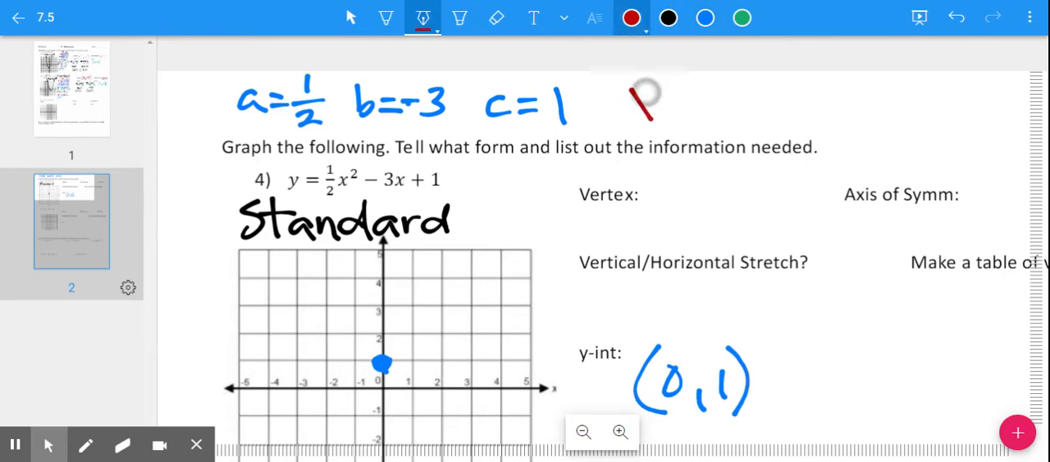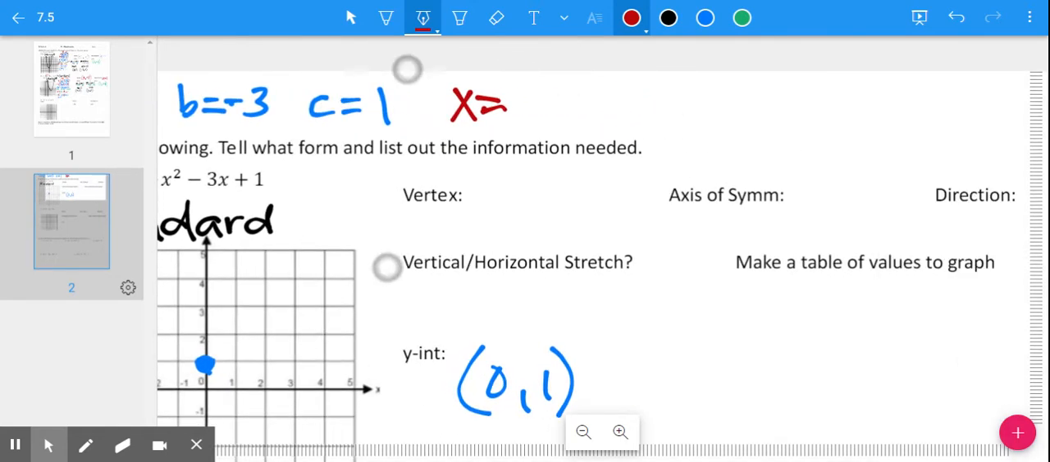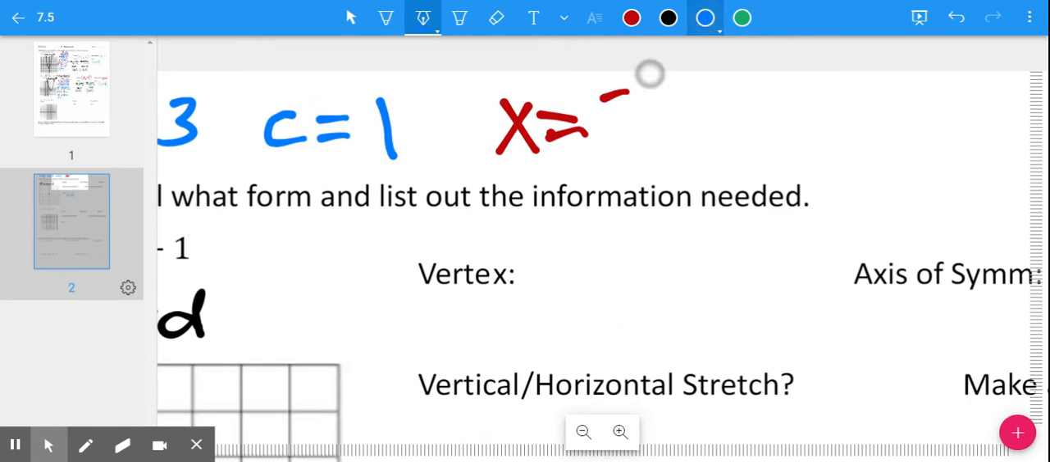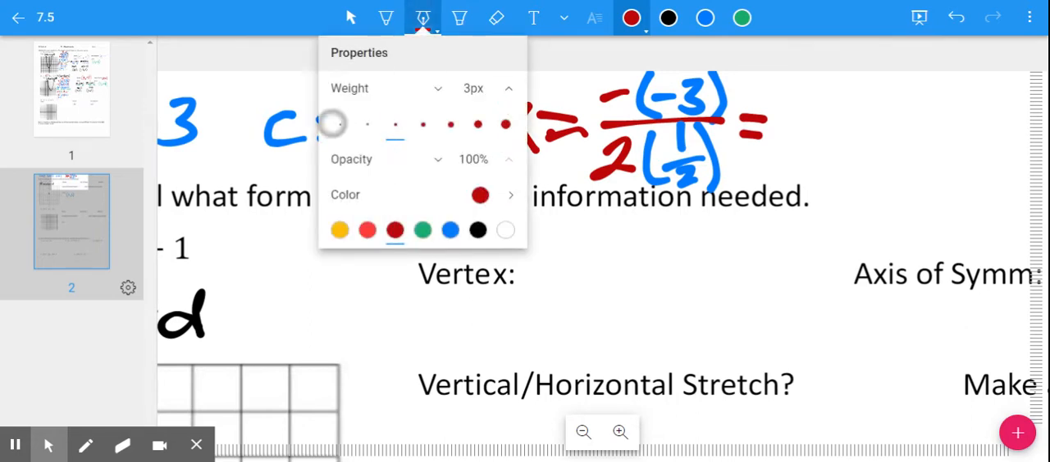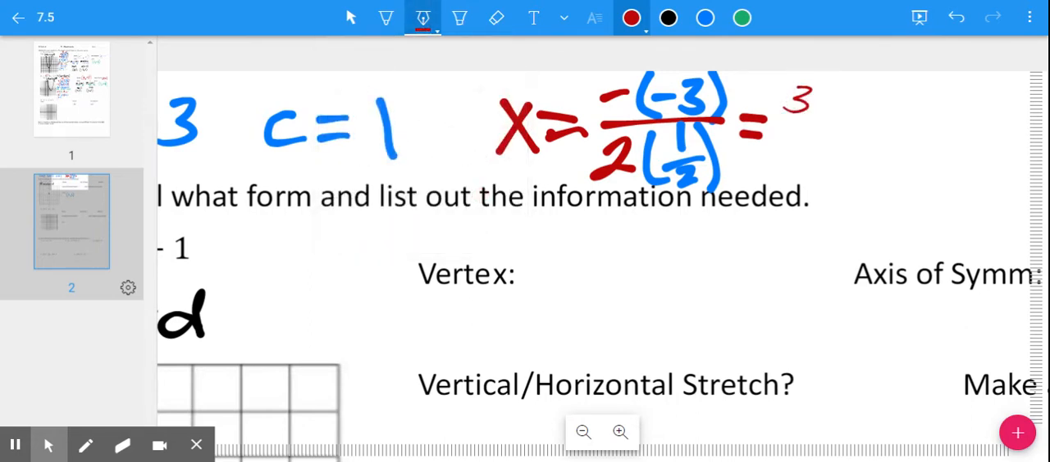So to find the x value, negative b, so we have negative negative 3 over 2 times a, and a was half. So a negative times a negative makes a positive. Half of 2 is 1. So your x value for your vertex is 3.